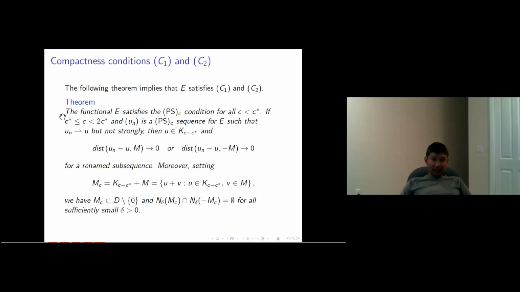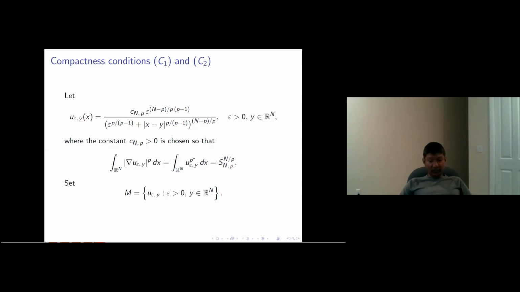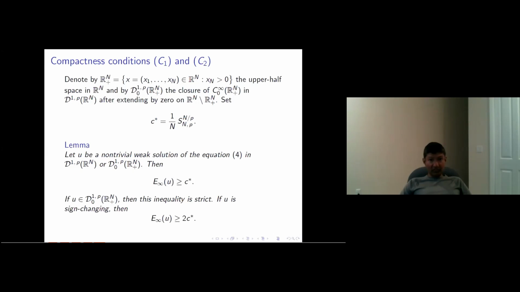So the theorem basically implies that the functional E satisfies the weaker compactness conditions C1 and C2. So basically, what we have is that our functional E satisfies the PS condition below the level C star, and this is very well known. And C star is the well-known compactness level. So this is C star.